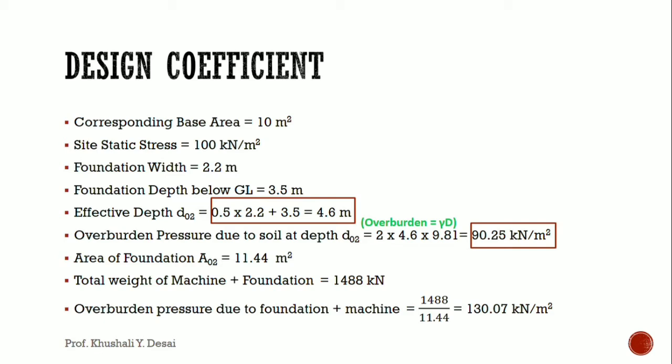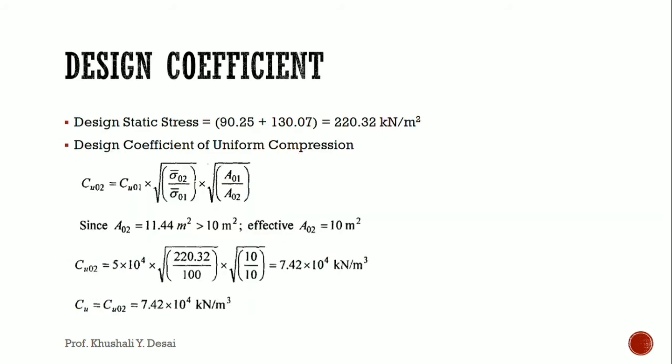The area of foundation calculated is 11.44 meters square. Hence, the overburden pressure due to foundation and machine is the total weight of foundation and machine upon total area, which is 130. Hence, the net pressure is the addition of these two values, which is the design static stress, given as sigma 02, which comes out to be 220.32 kN per meter square.